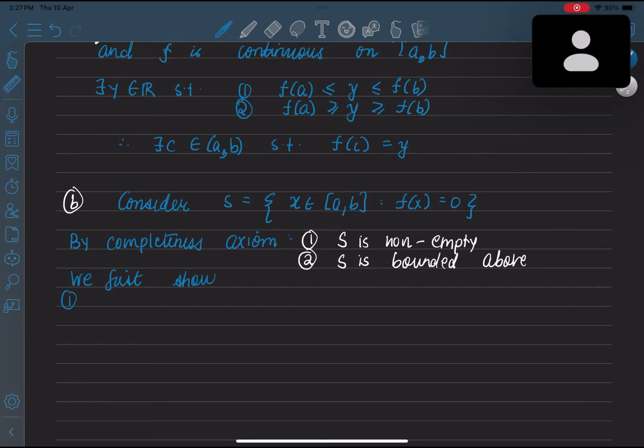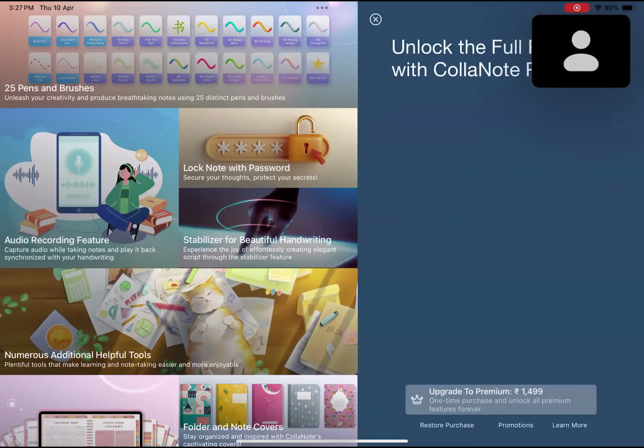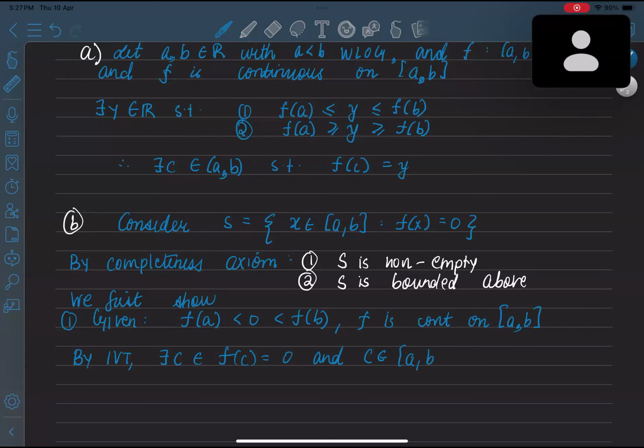So in the question we're given that f of A is less than 0 is less than f of B. And we know that f is continuous on AB. And so essentially, by the IVT, we can conclude that there exists a C such that f of C is 0 and C belongs to this interval, A and B. And therefore, S is non-empty.